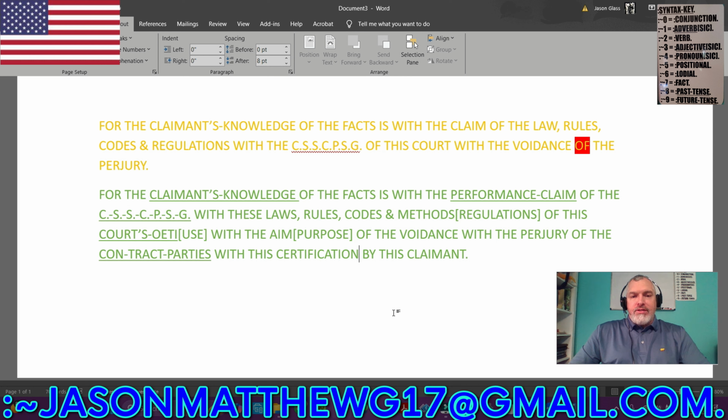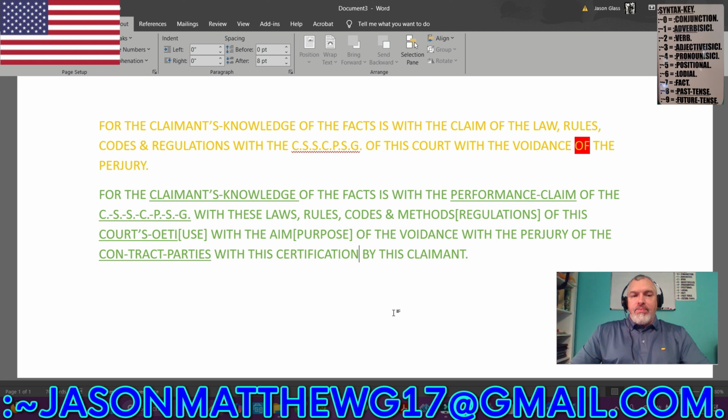Claimant becomes the cause. What's the cause concerned with? The certification. Singular verb is. What's possessing the certification? The contract parties. Contract parties are certifying it when you go backwards. What are the contract parties concerned with? The perjury. What's possessing the perjury? The voidance. What's the voidance concerned with? The aim, the purpose of this whole thing.